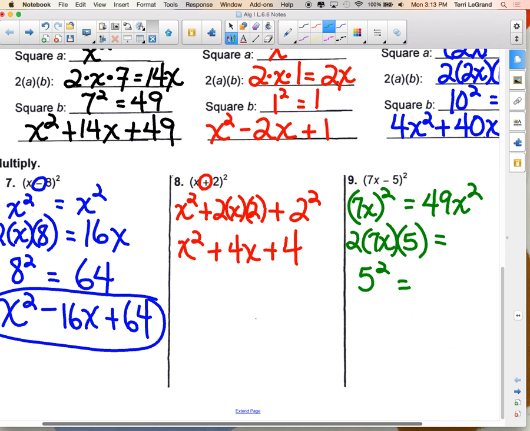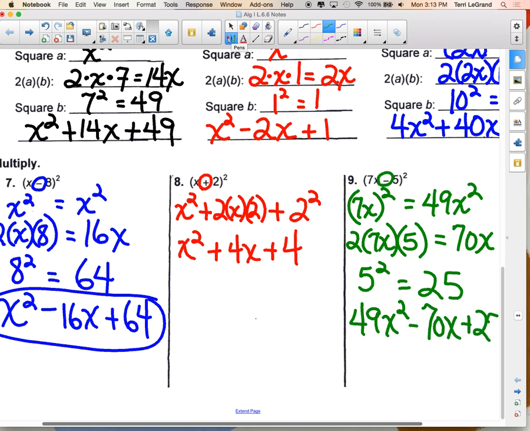Well, you know what? Multiplication lets you multiply in any order. Do 2 times 5. What's that? 10. And 10 times 7 is? 70. Okay. And our last term is? 25. Okay. So it's going to be 49x squared minus 70x plus 25.